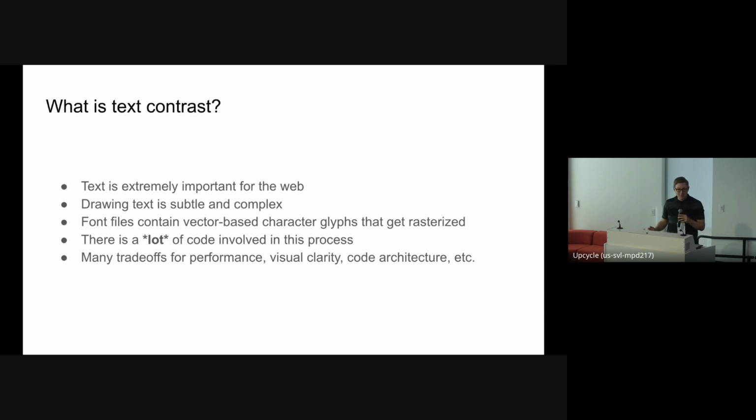At a super high level, you have font files on your system or provided by the website that are vectors, and we have to display them. That means we turn them into pixels. That process is called rasterization. And there's a lot of code involved in rasterizing text, and with a lot of code comes a lot of trade-offs with performance, visual clarity, and the code architecture. It's a very, very complex thing that I always kind of took for granted. Being in layout and accessibility, text just always worked and worked very well.